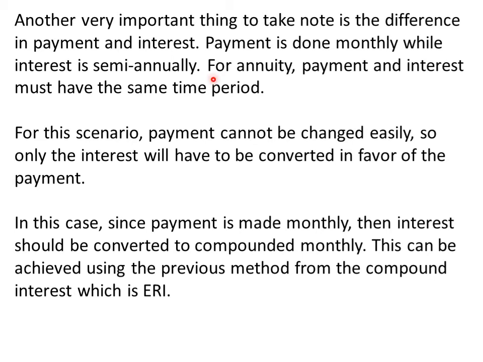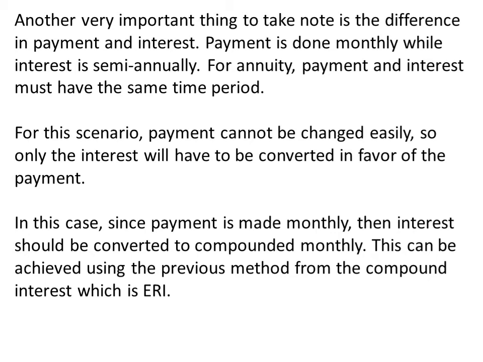Now, very important for annuity: payment and interest must have the same time period. In all types of annuity, this should always be the same. Payment and interest must have the same time period. Meaning, if your payment is monthly, your interest must also be monthly. Or if your payment is yearly, your interest must also be yearly. So for annuity, the payment and the interest period should always be the same.